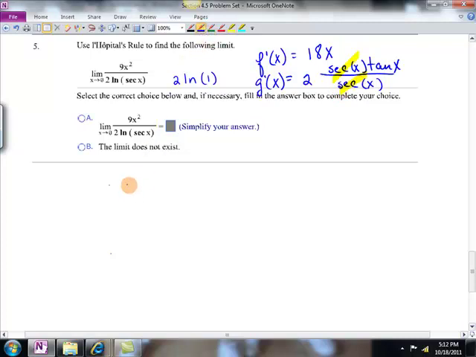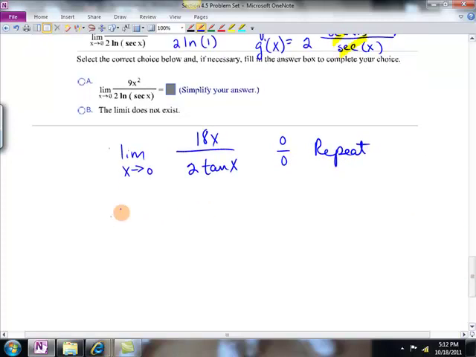And so when we're evaluating, we've got the limit as x approaches 0 of, right in the original, 18x over 2 tan x. The tan of 0 is sine over cosine, which is 0. So that's not going to work. We end up with 0 over 0. So repeat. We'll do it again.